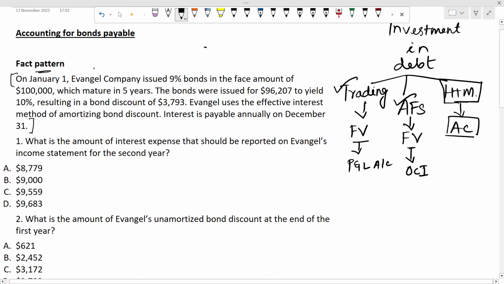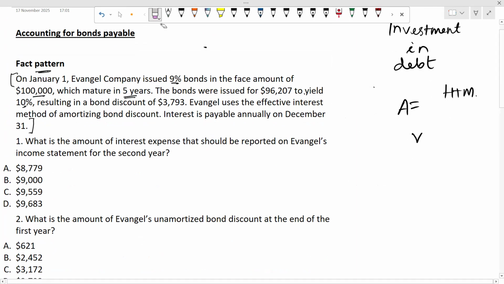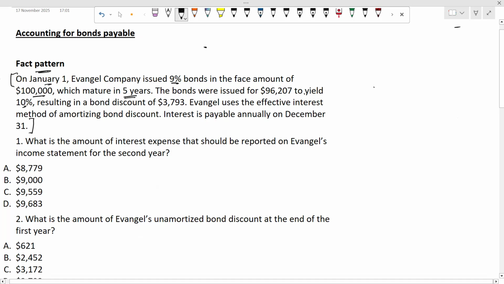On January 1, Evangel Company issued 9% bonds in the face amount of $1 lakh, which mature in 5 years. The bonds were issued for $96,207 to yield 10%, resulting in a bond discount of $3,793. Before proceeding further, let's understand the numbers that are given in the question. First, the bonds were issued on January 1. So that is nothing but the issue date.